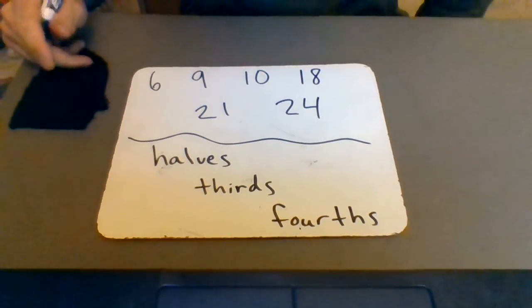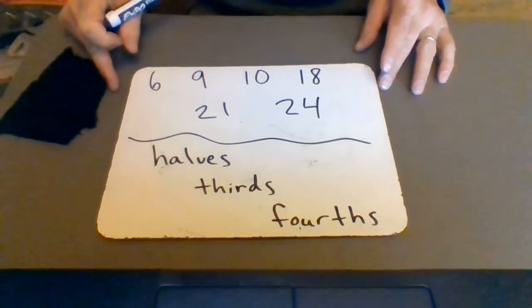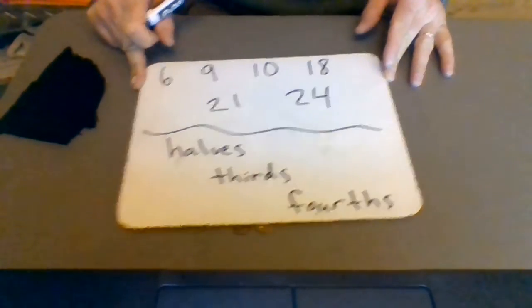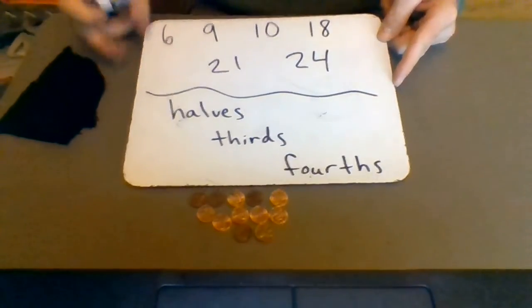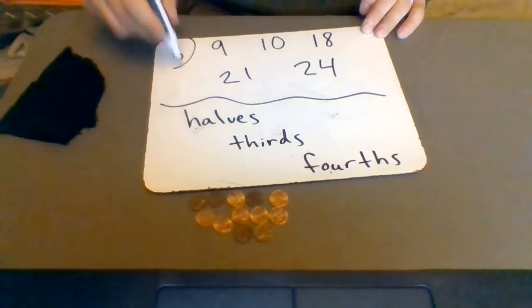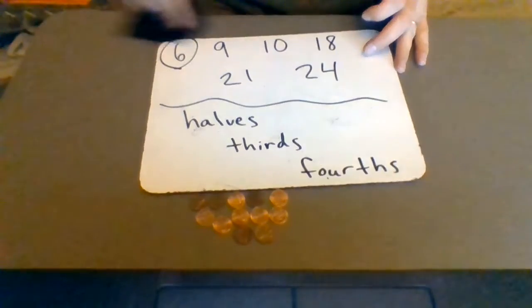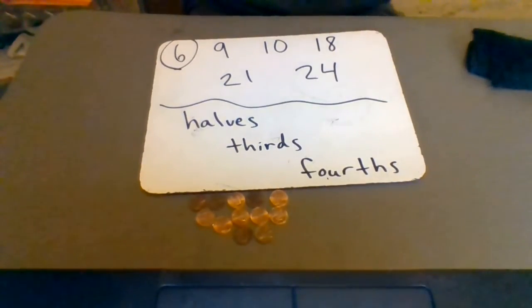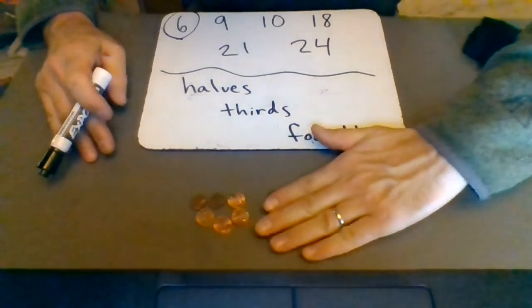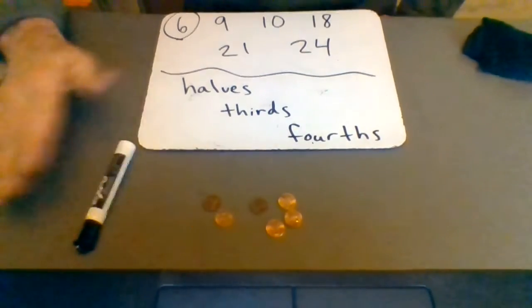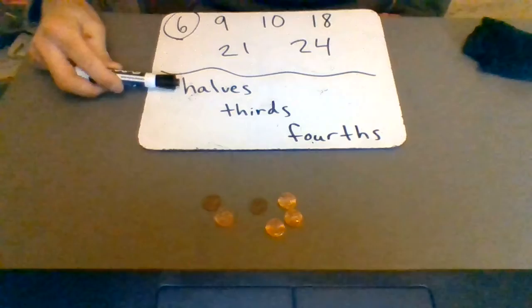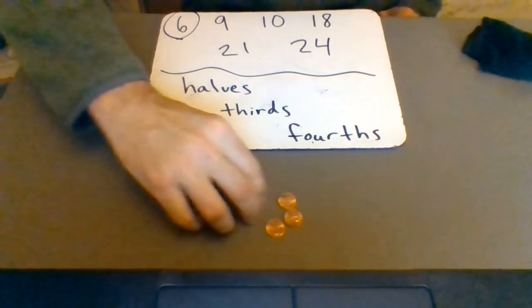Now, before I let you go, we're going to do one of these together, okay? We're going to do 6. Why don't we just do 6 together? We'll do this one right now, okay? So grab your 6 items to make your set. I'll make sure I have 6 here. 1, 2, 3, 4, 5, 6. 6 pennies out. First, I need to split it into halves. Remember, halves is 2 equal groups.